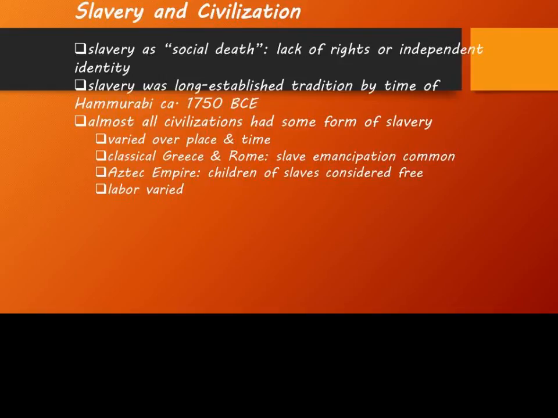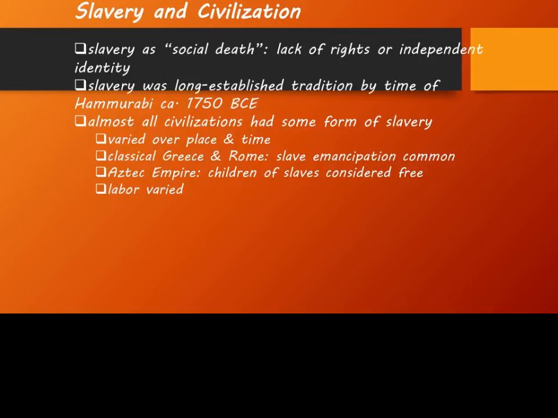It varied considerably from place to place and time to time. Slavery existed in classical Greece and Rome, but slave emancipation was common as well. Even in the Aztec Empire, the children of slaves were considered to be free. And the labor that slaves performed varied widely across locations and time. So slavery is an old institution, but it increased dramatically as early civilizations and social inequality formed.